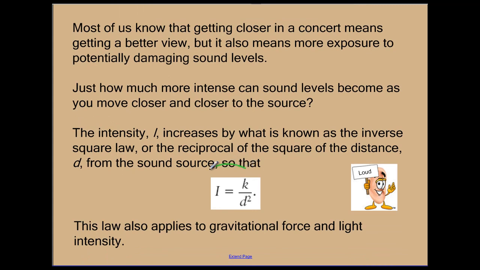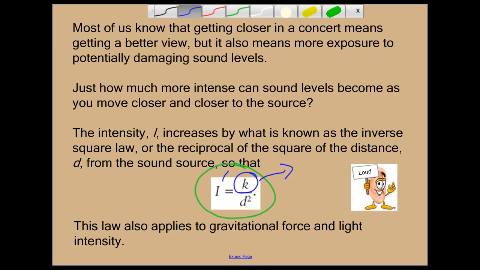The formula we're looking at allows us to calculate the intensity, and the intensity is based on what we call an inverse square law. This inverse square law relates to what we've been working on with our reciprocal of quadratics. The formula looks something like this. I stands for intensity. The K value is an important one, a constant that changes depending on where you are, what your venue is, and what the acoustics are like. And d is the distance from the sound source.